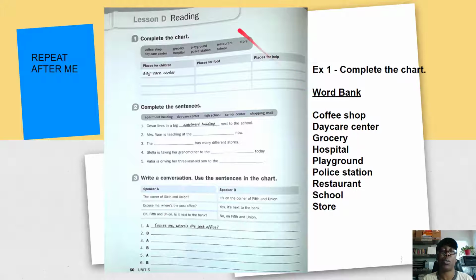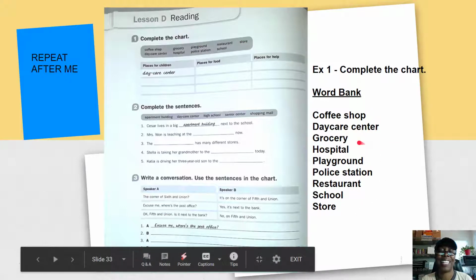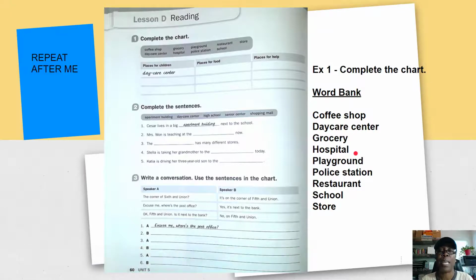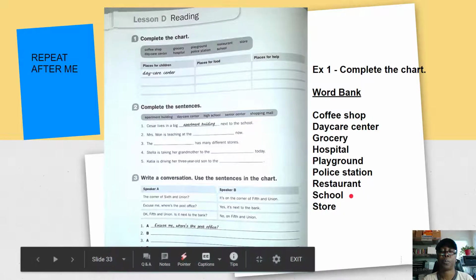It looks like they separated those two words up here. They have grocery here and store here. They should have said grocery store. And I just noticed that, actually. Then we have hospital. Playground. Police station. Restaurant. School. Store. So like I said, I think this should be grocery store, but okay, that's fine.